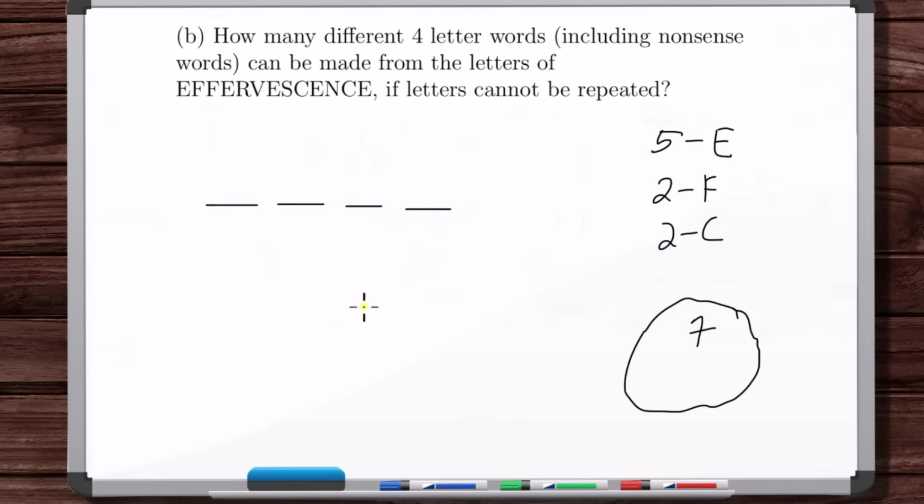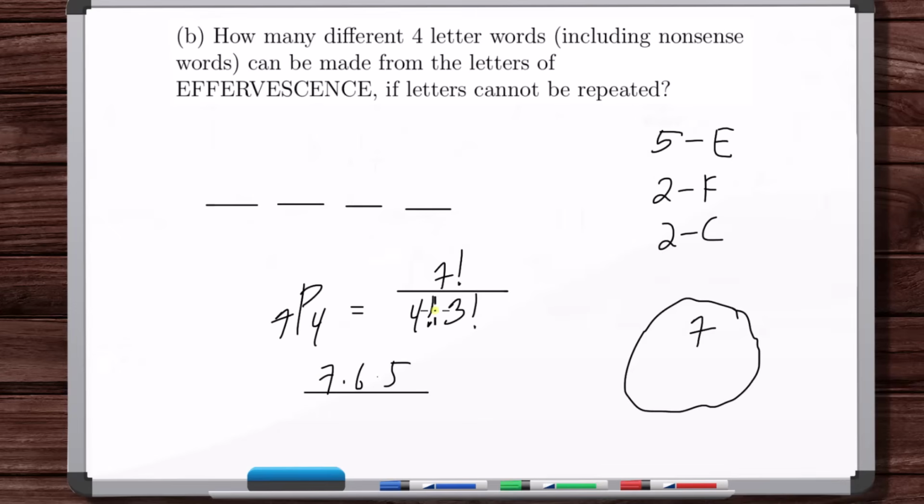So it's just 7P4. So 7 factorial over 4 factorial times 3 factorial. So 7 times 6 times 5, and then the 4 factorials cancel, over 3 times 2. So 7 times 5 is 35.